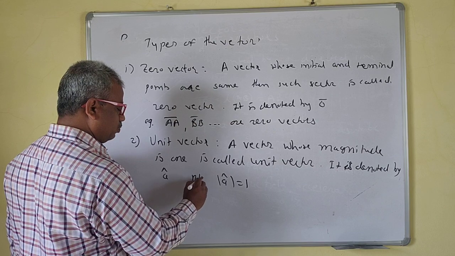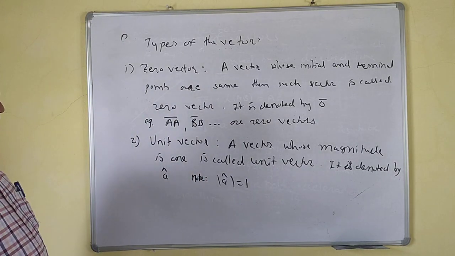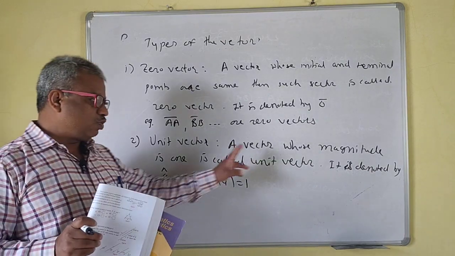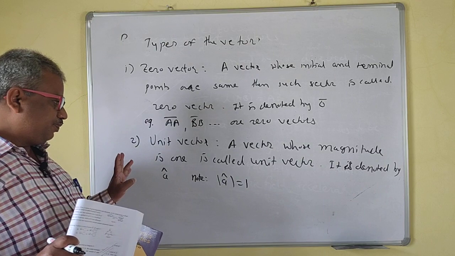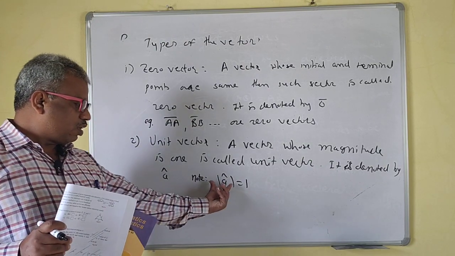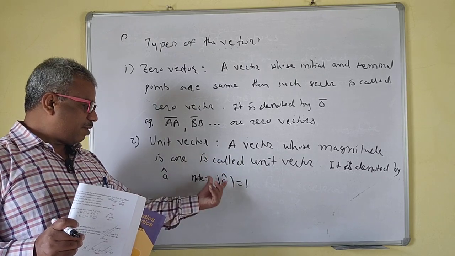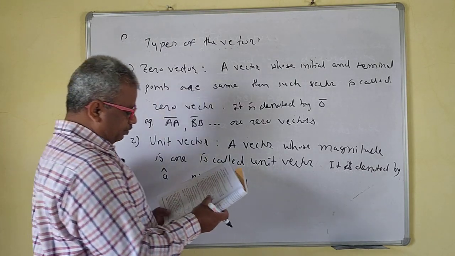Note: the mod of a cap is always 1. A vector whose magnitude is 1 is called a unit vector. It is always denoted by a cap. If a cap is the unit vector, that means the magnitude of a cap is always 1.